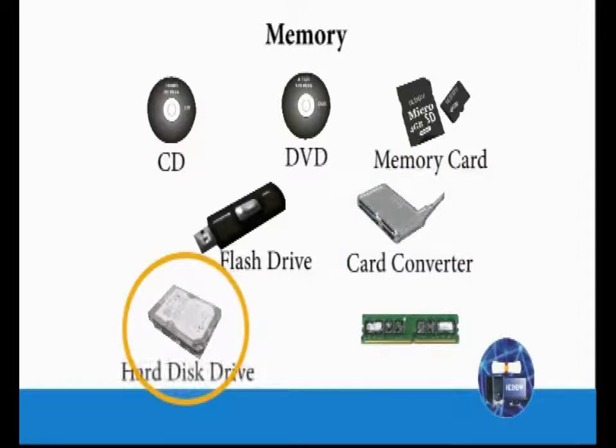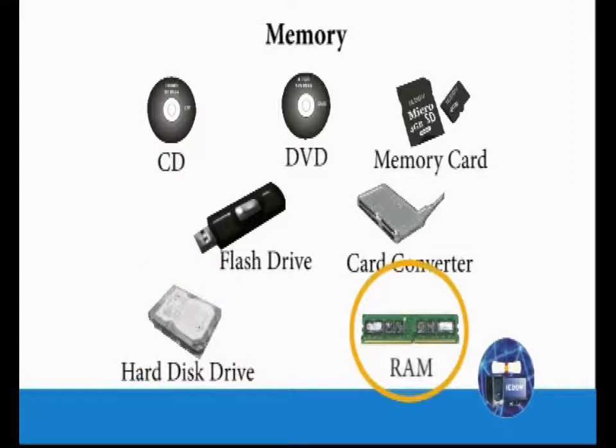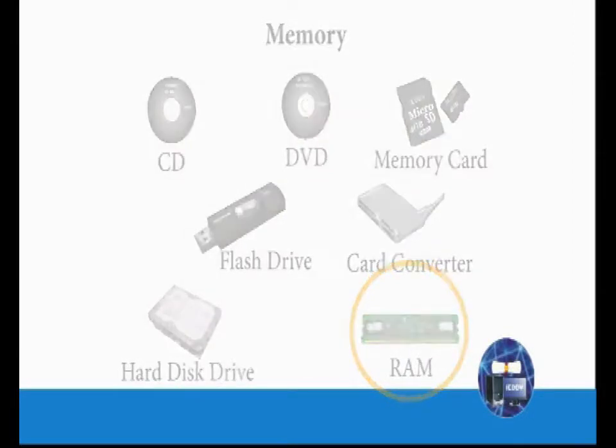Hard disk drive. Hard disk drive is a memory with large storage capacity inside the computer. It is used to save files and other resources inside the computer. RAM is another memory inside the computer that holds data for the processor while processing.